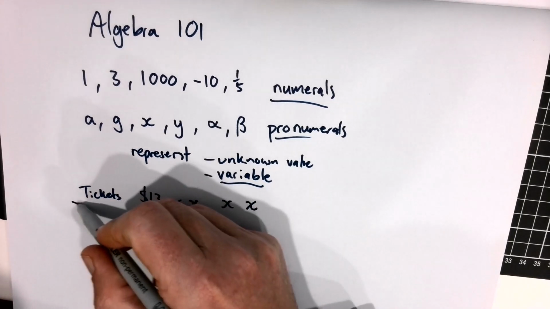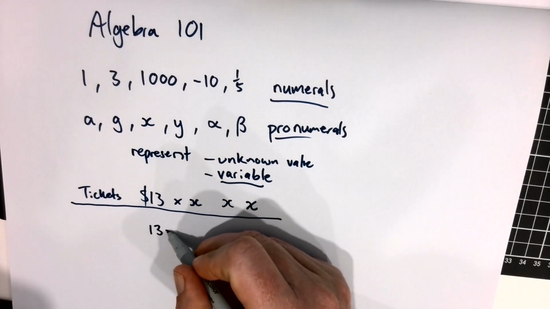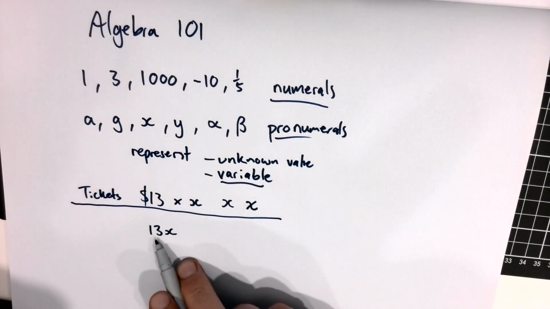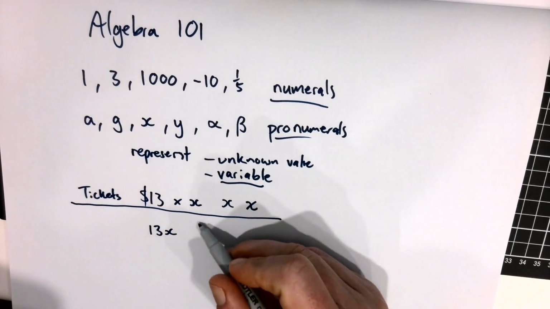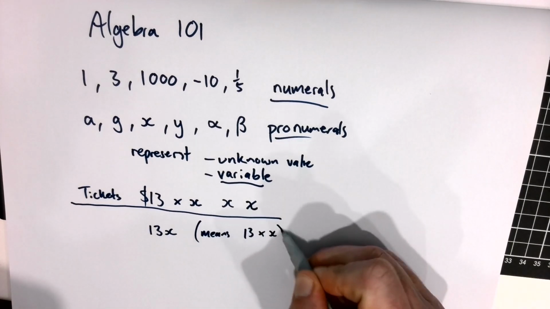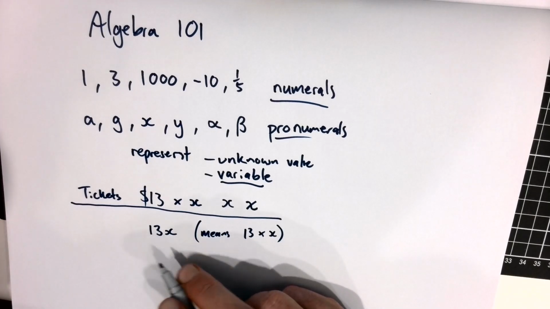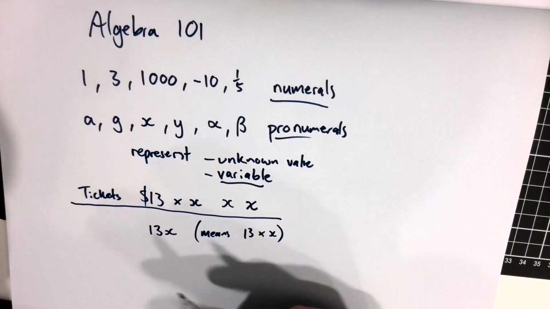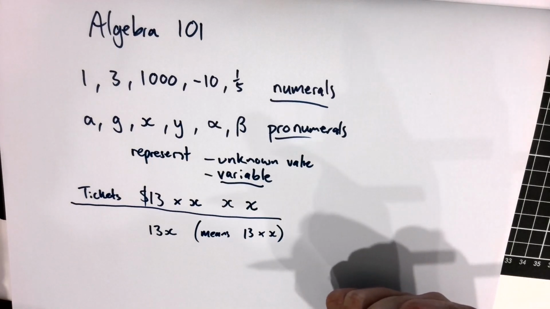Now, in algebra, we kind of get around this anyway, because when we put numbers together like this, if we have a number, a numeral, in front of a pronumeral, then that means 13 times X. Putting the number in front of the pronumeral means times it. It's like saying I've got 13 X's. If I say I've got 13 X's, it means I've got 13 lots of X, 13 times X. Or if I said I had 12 bananas, that means I've got 12 times 1 banana, 12 bananas.